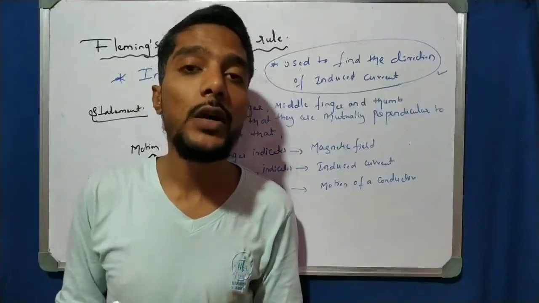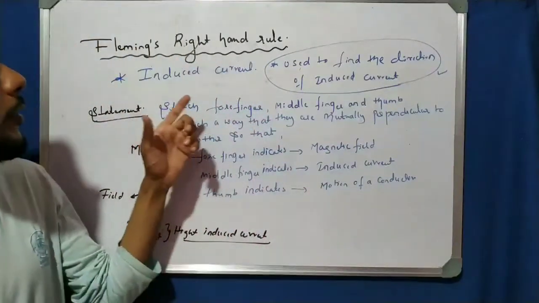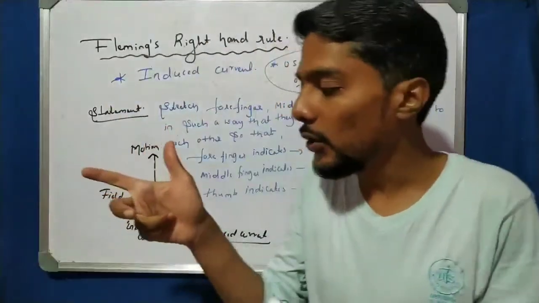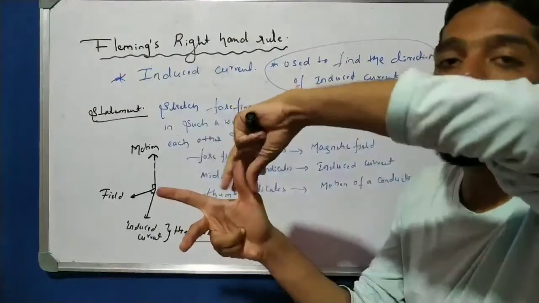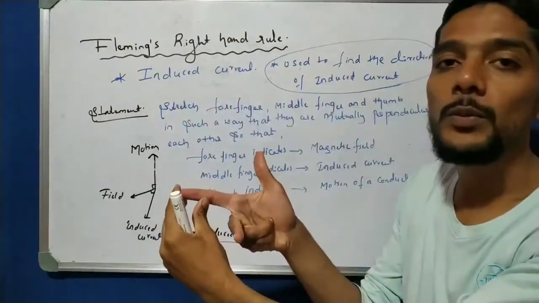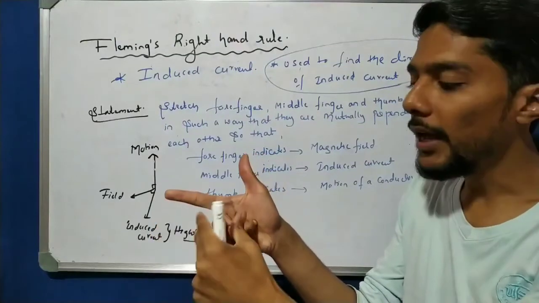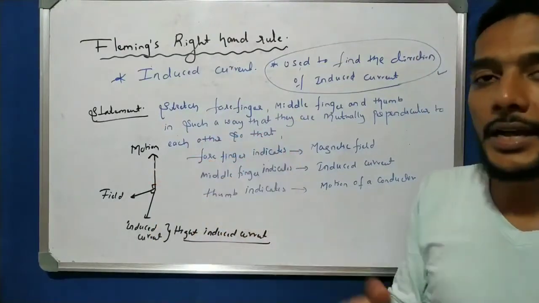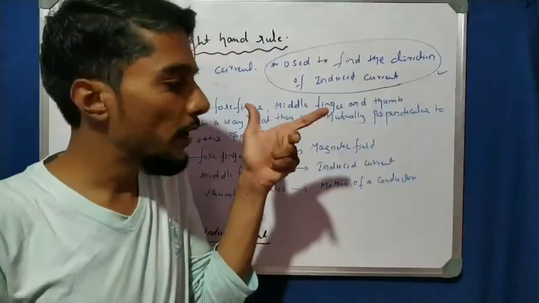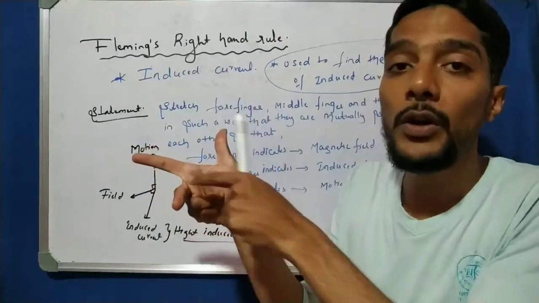First memorize the functions of each finger, and then watch the second video. The next video is the electric generator. For this video it is enough, students. This is the Fleming's right hand rule. Hold it like that: this is the thumb, forefinger and the middle finger. Thumb indicates motion. Repeat with me: thumb indicates motion, forefinger indicates magnetic field, and the middle finger indicates induced current. Hold the right hand like that, and they are mutually perpendicular to each other.